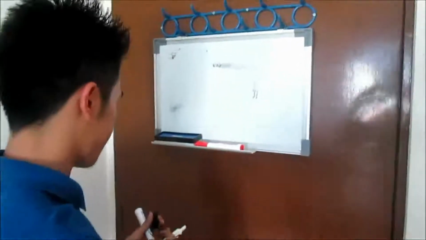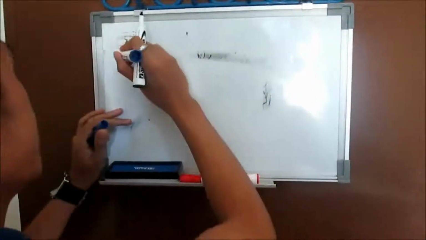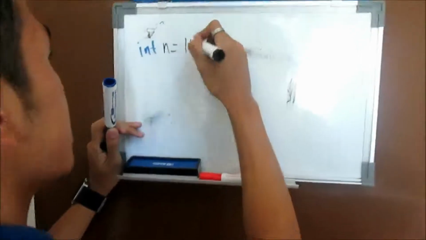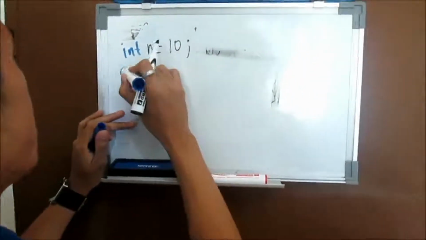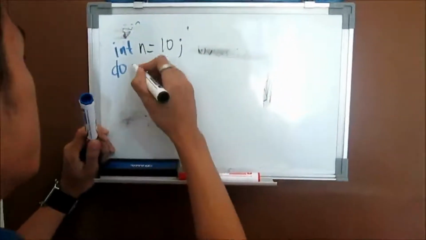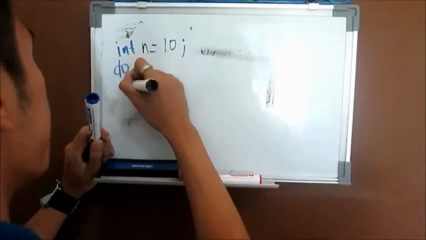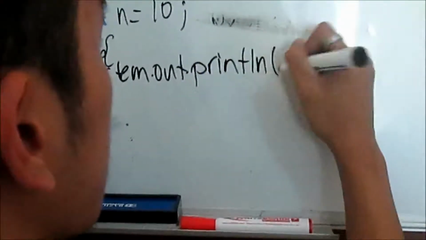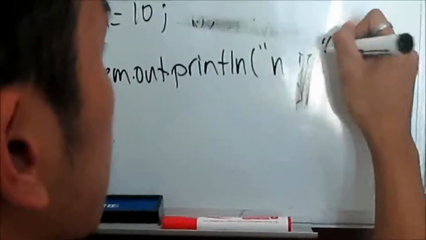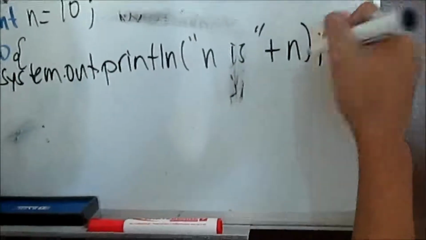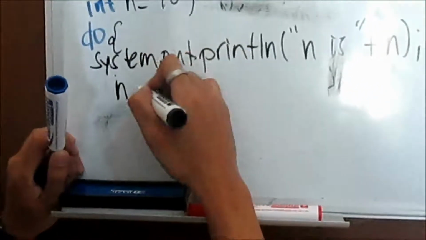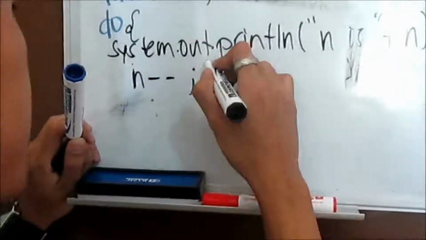I will show you some examples. Example: countdown from 10. First, the initialization, and you also have the variable n is equals to 10. The keyword do. Then the statement. And then the postfix decrement. And we close it with a brace.